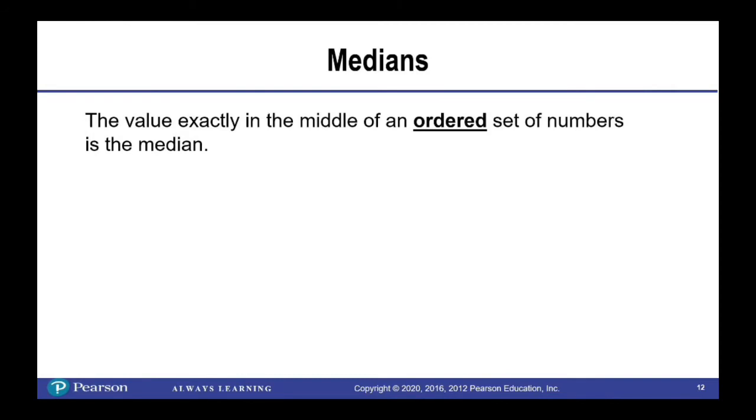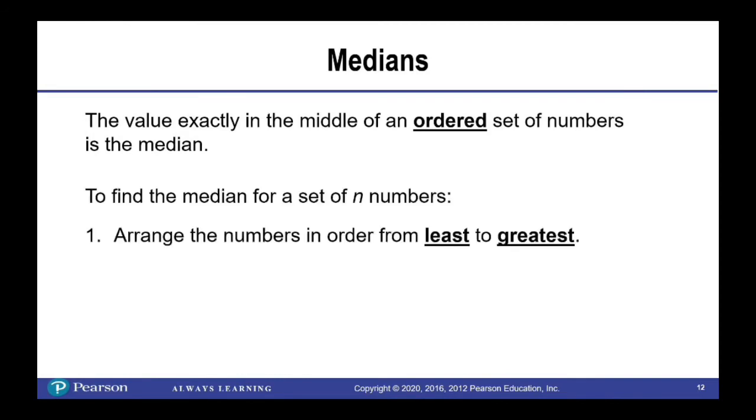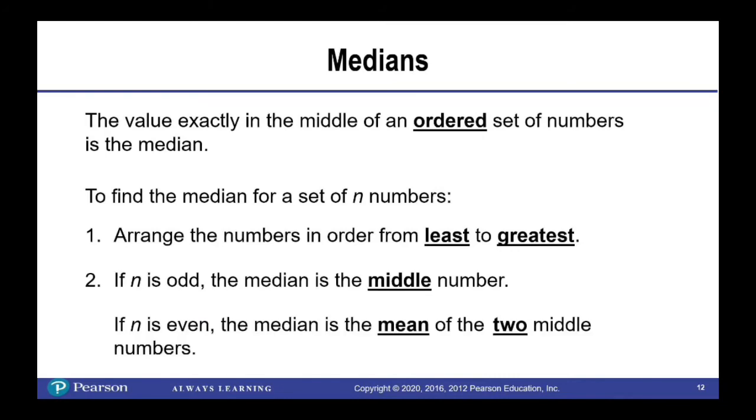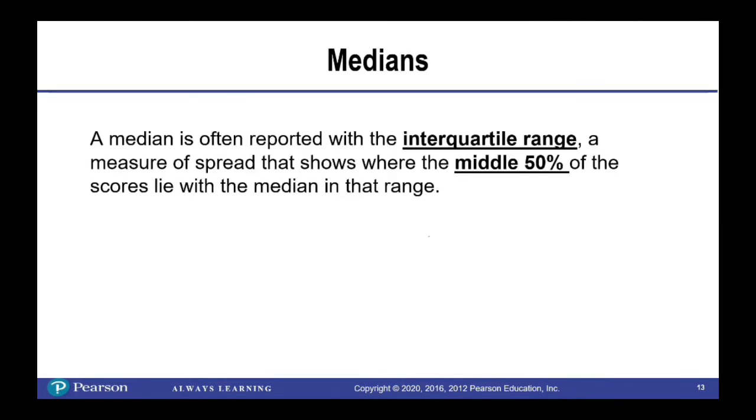Now, our median is our middle value when our data is in order from least to greatest. So to find the median, the first thing we do is put our data in order from smallest to largest. If we have an odd number of data values, then the median is the middle number. And if we have an even number of data values, we average the 2 middle values. Now, many times the median is reported with the interquartile range. This is a topic that we'll talk about later in this section.